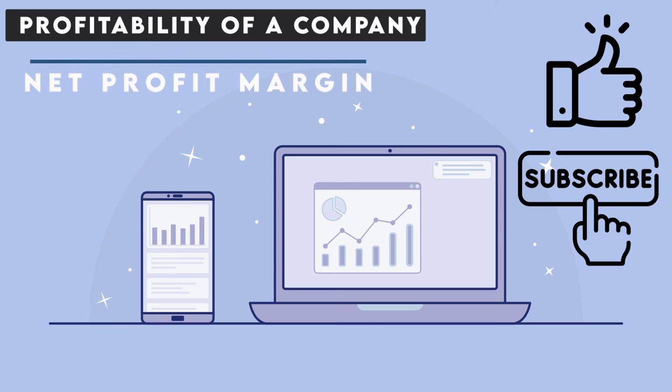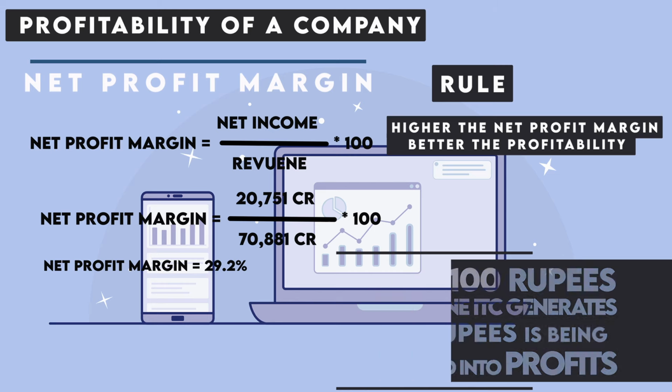We will divide that by total revenue. The total revenue is 70,881 crores. So 20,751 crores divided by 70,881 crores into 100. If we divide them and then multiply by 100, we'll get 29.2%. It means for every 100 rupees of revenue ITC generates, 29.2 rupees is the profit the company makes. The higher the net profit margin, the better. Net profit margin is used to estimate the overall profitability and efficiency of the company.